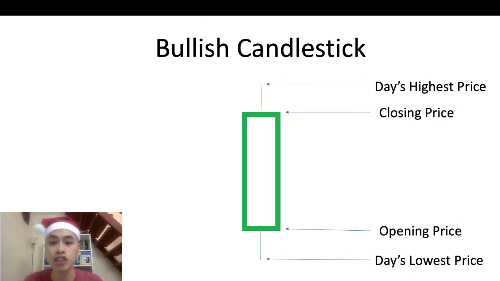So a bullish candlestick is green in color, and a bullish candlestick indicates that prices rose for the day. So for a bullish candlestick, the opening price is at the lower part of the body of the candlestick, and the closing price is at the upper part of the body of the candlestick. And the tip of the upper wick represents the day's highest price, and the tip of the lower wick represents the day's lowest price.